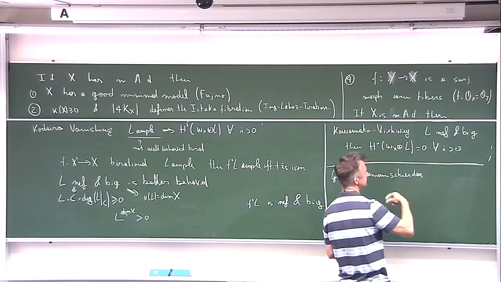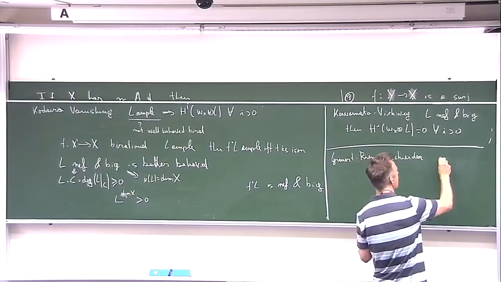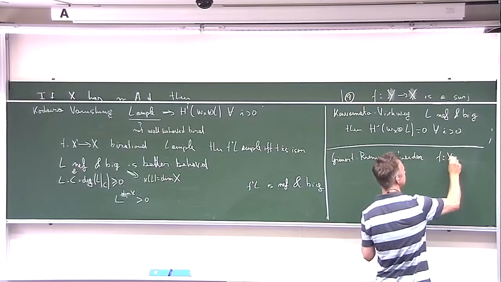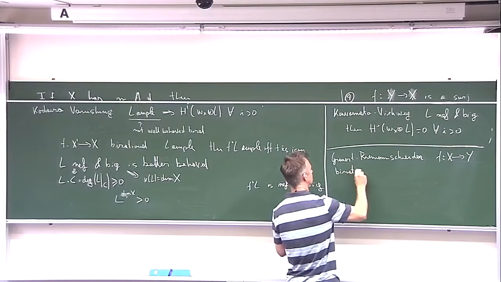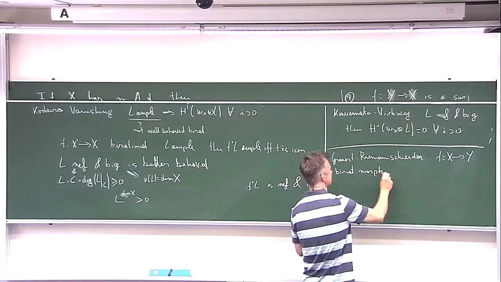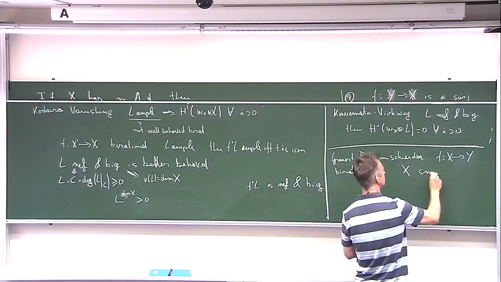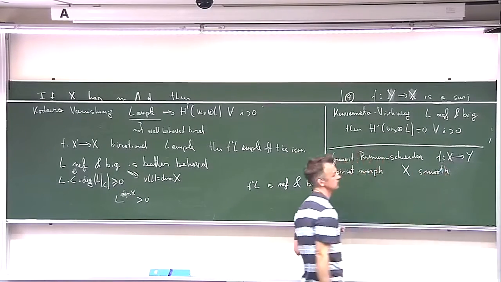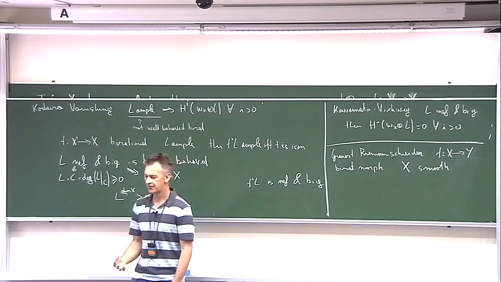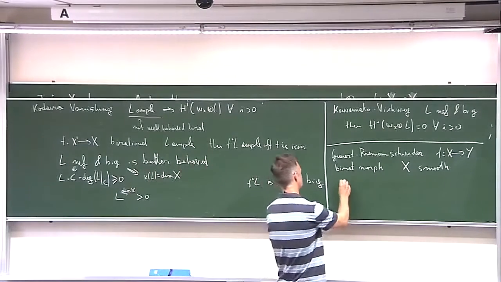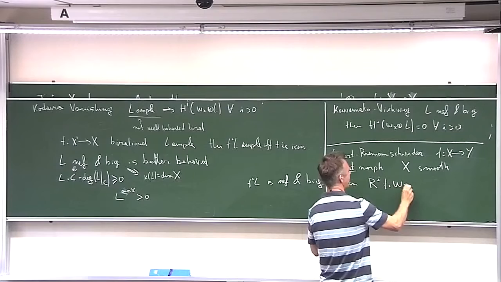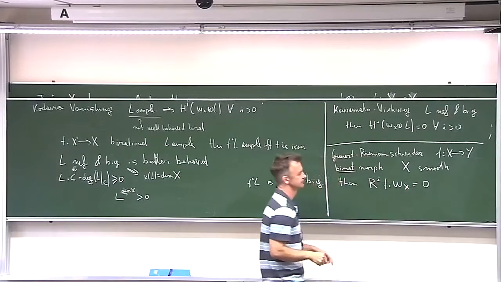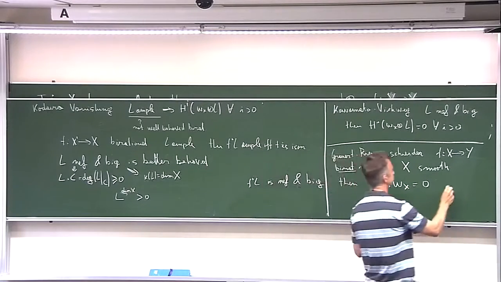So in this case, there'll be no ample line bundle, but we have f, let's say from X to Y, a birational projective morphism. And as usual, let's assume that X is smooth, but Y could actually be quite singular. Then the higher direct images of omega X are 0 for every i greater than 0.